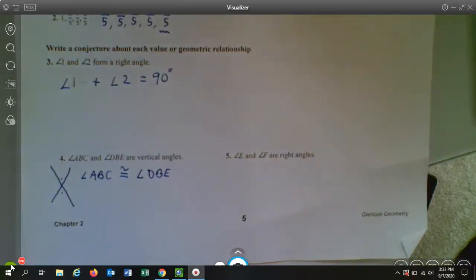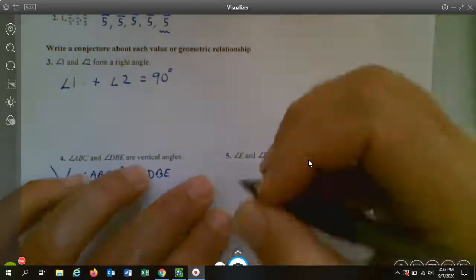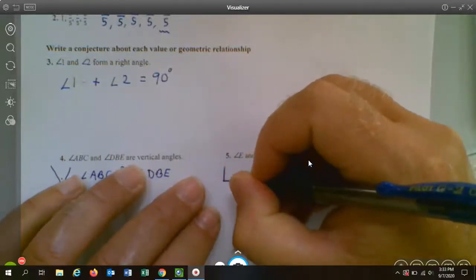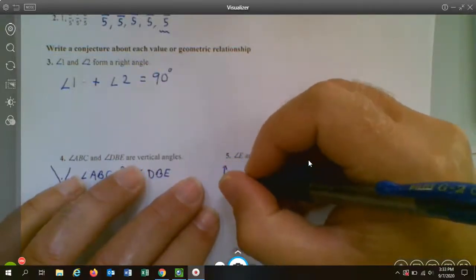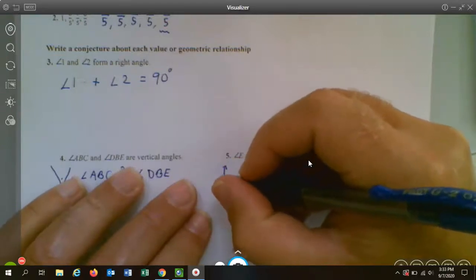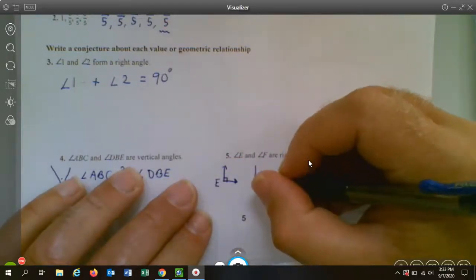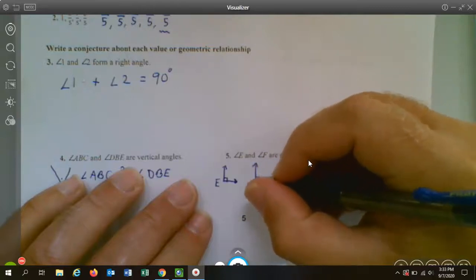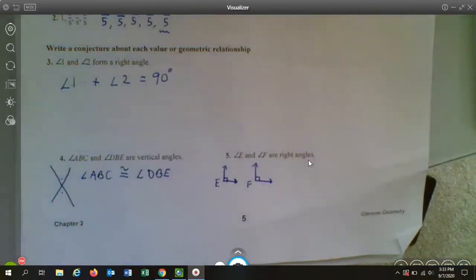So let's peek at one more of those. And again, you can always pause this and give this one a try before I do it. But for number 5, I would say angle E and angle F are right angles. So I'm going to give you a quick drawing. So I want you to see this. So let's see, here's angle E. It's a right angle. Angle F is a right angle. So here's what they're telling us, that E and F are right angles.